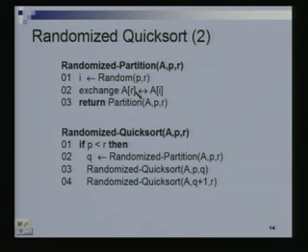Why am I doing this? Because this partition procedure, if you recall, was taking the last element as a pivot. Now, I want to put my pivot at the last location, so I just exchange the pivot element with the last location, and then I call my partition procedure, the same partition procedure as before. So this becomes my randomized partition procedure. And what does quicksort do now? Randomized quicksort, instead of calling partition, calls randomized partition. The rest is the same.